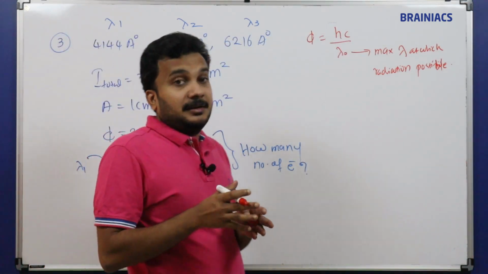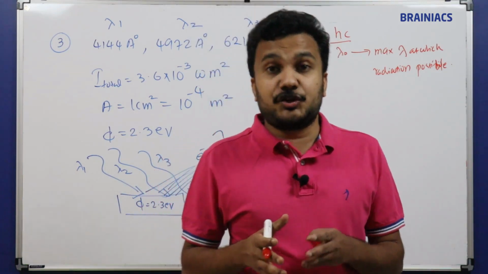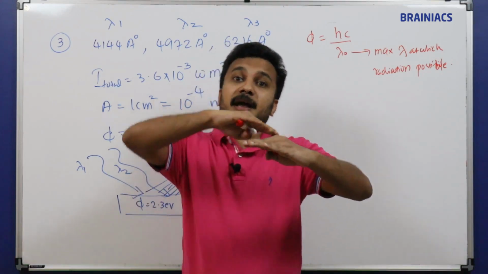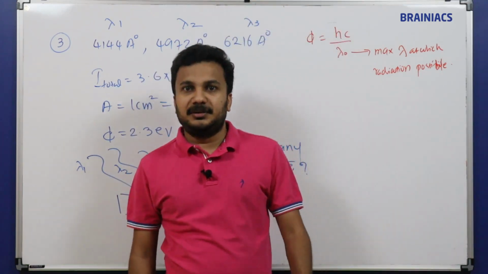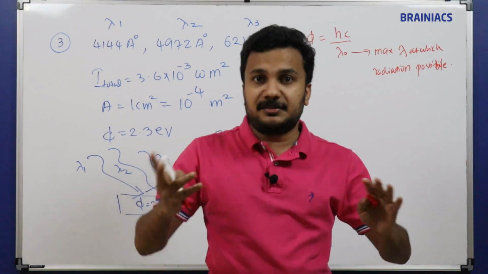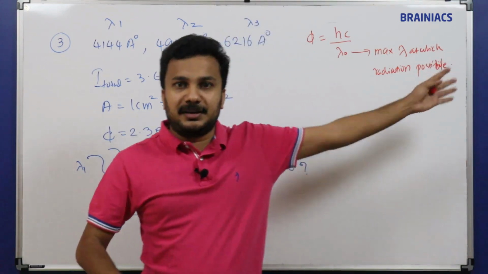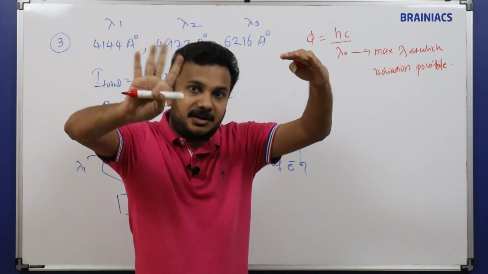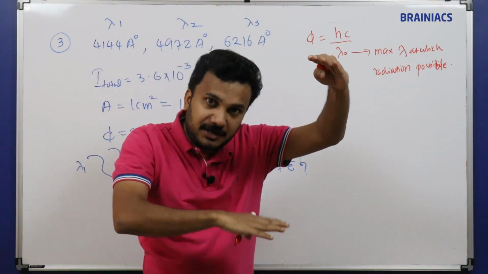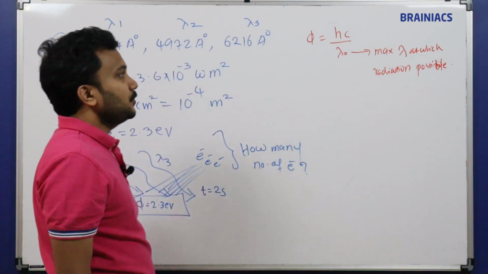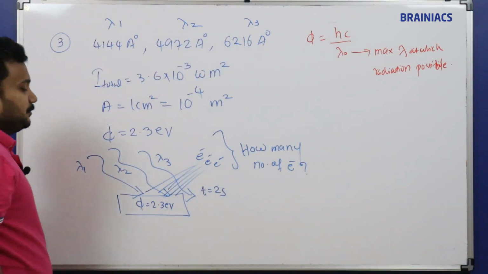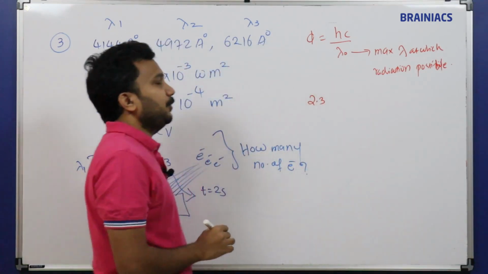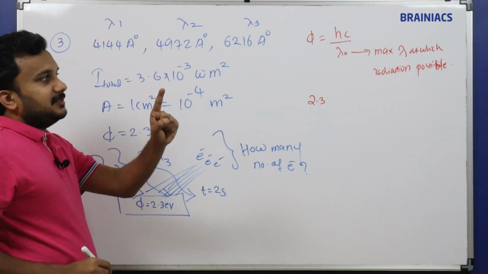We also have the threshold frequency. Threshold frequency is the minimum frequency above which emission is possible. Frequency and wavelength are in opposite relation. So, in case of wavelength, it is the maximum wavelength above which emission is not possible, below which emission is possible. So we will substitute here: 2.3 electron volt. A very simple thing.